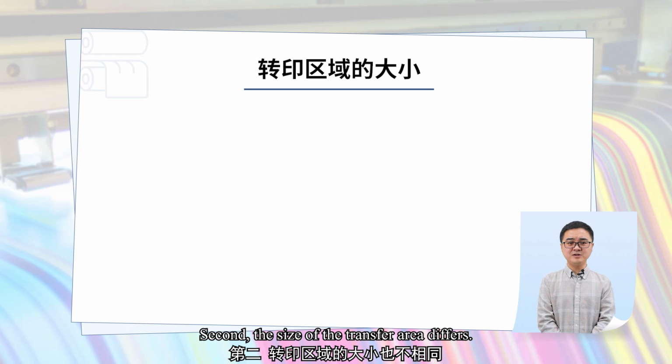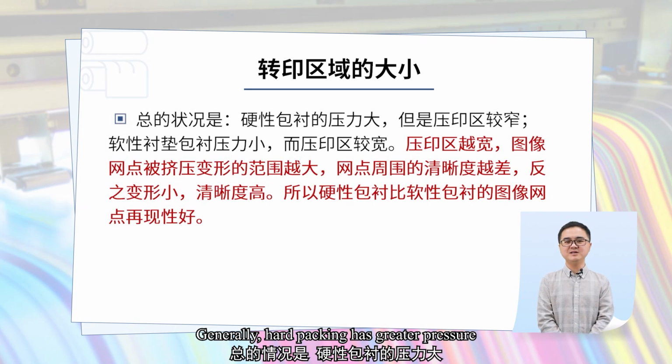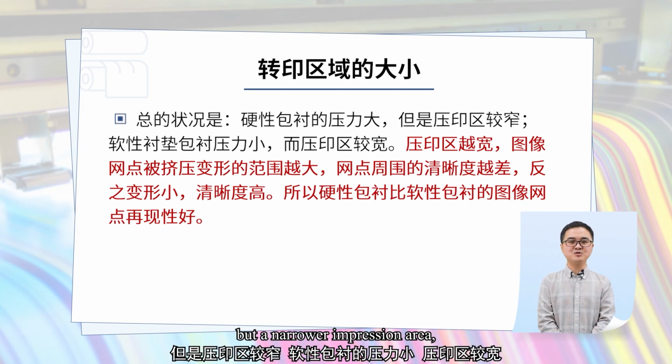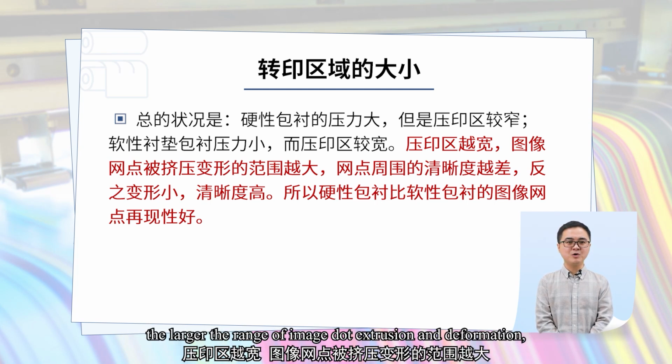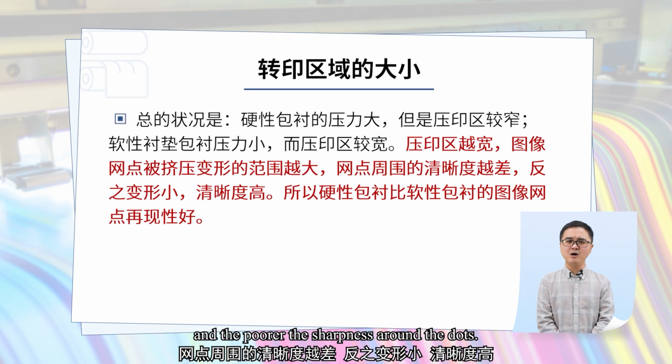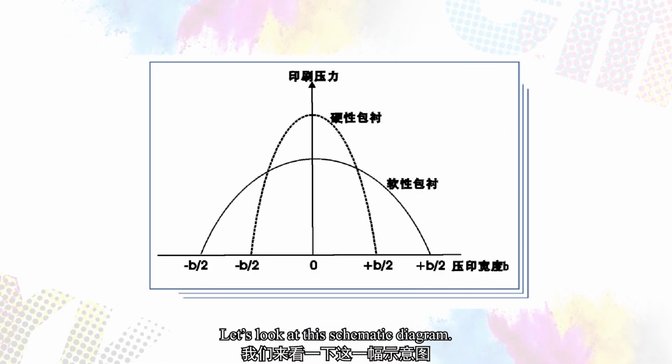Second, the size of the transfer area differs. Generally, hard packing has greater pressure, but a narrower impression area, while soft packing has lower pressure but a wider impression area. The wider the impression area, the larger the range of image dot extrusion and deformation, and the poorer the sharpness around the dots. Conversely, smaller deformation results in higher sharpness. So hard packing offers better image dot reproducibility than soft packing. Let's look at this schematic diagram.